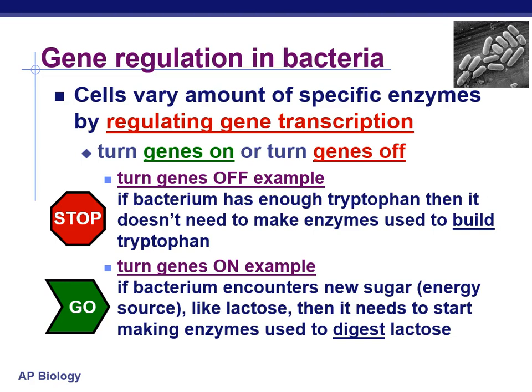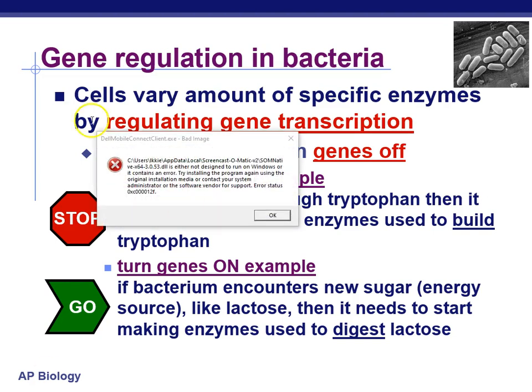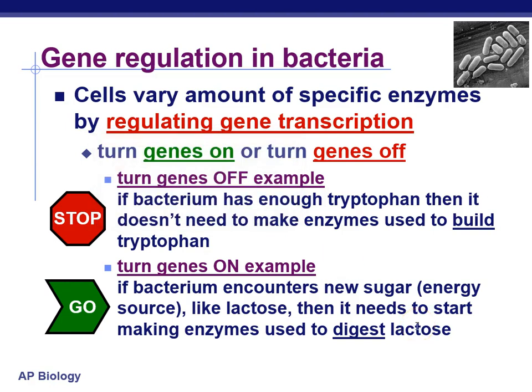In the tryptophan pathway, if a bacteria has enough tryptophan, then it really doesn't need to make those enzymes in order to build more tryptophan. That would be a waste of energy. And in the lactose pathway, if a bacteria encounters new sugar, hey, that's an energy source that we want to utilize. And, well, lactose is an actual sugar. So it would need to start making enzymes used to digest it. But then again, you also have to think about it that it doesn't want to make those enzymes unless lactose is actually available to do so.